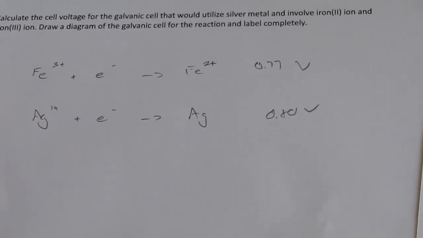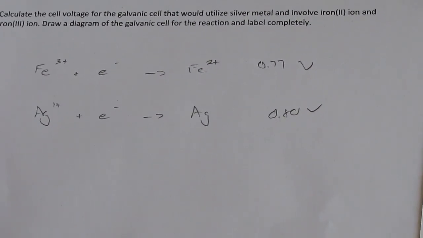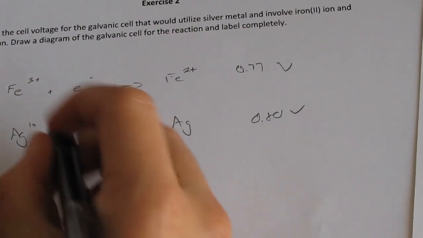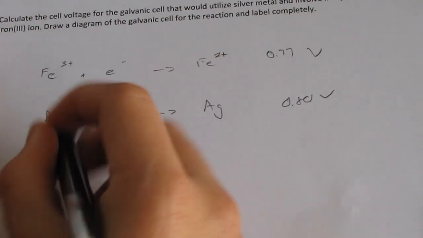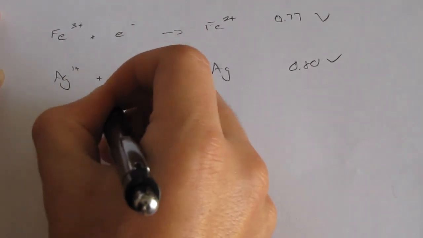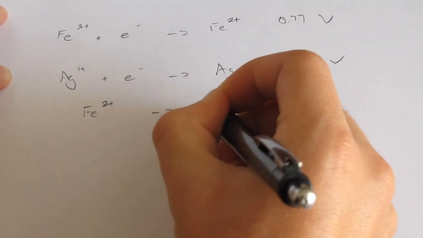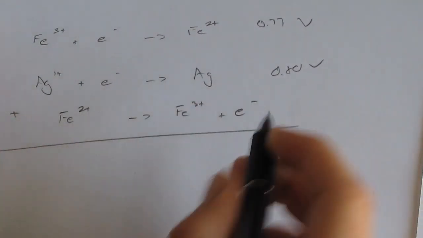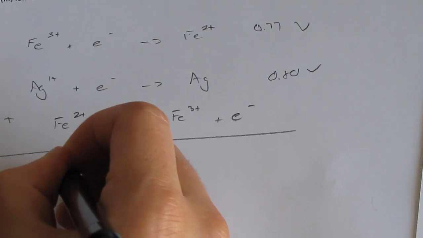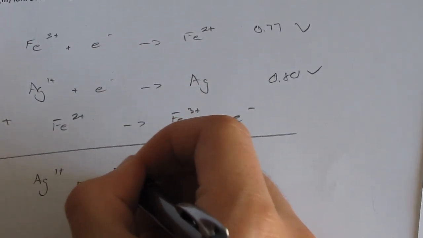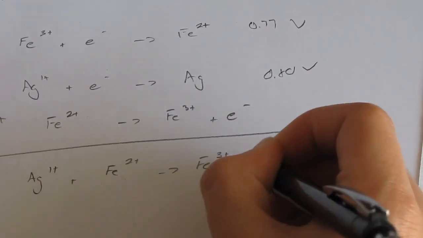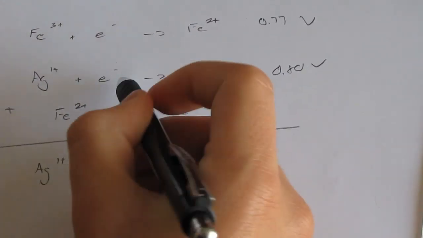So now, to combine the two reactions, we reverse the reaction with a lower cell potential, the iron one, and combine the two equations. So, you would reverse this one, so it would become Fe2+ goes to Fe3+ plus an electron. Add it all together, and you would end up like this. Notice how the electrons cancel out.